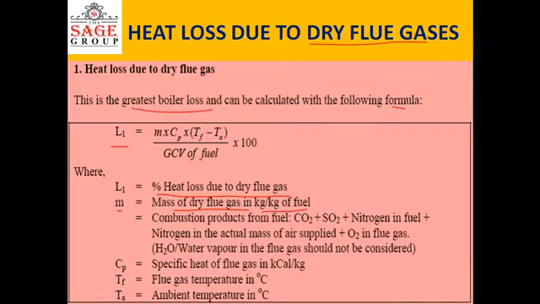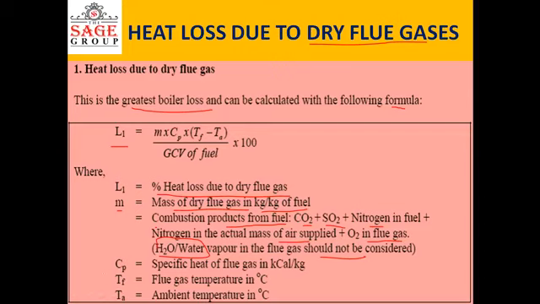So it is the combustion products from fuel, that is CO2 plus SO2 plus nitrogen in the fuel plus nitrogen from the actual mass of air supplied, because we are supplying air. So nitrogen also exists in the air, so it must also be considered, plus O2 in the flue gas, whatever the amount of O2. H2O or water vapor in the flue gas should not be considered. Here in this case, we do not consider the H2O or water vapor which is present in the flue gas.